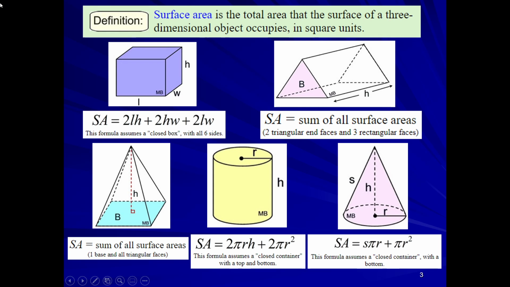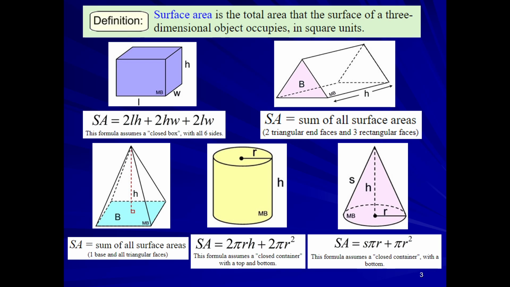All right, this video will go through the basics of surface area. Surface area, the easiest way to think of it is if you were trying to paint the object, how much paint would you need to cover it? If you were to try to cover all the outer surfaces.